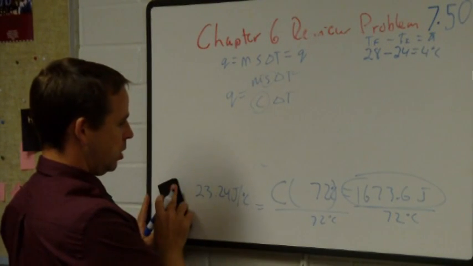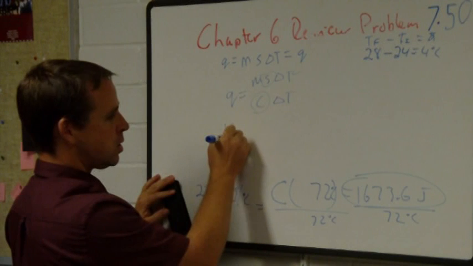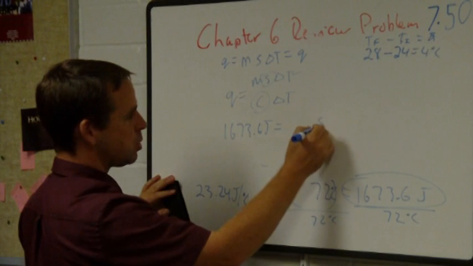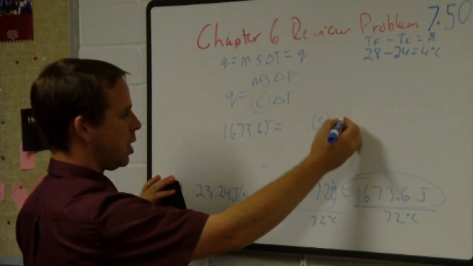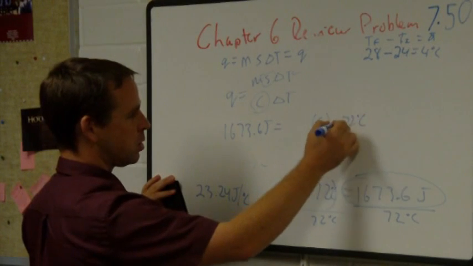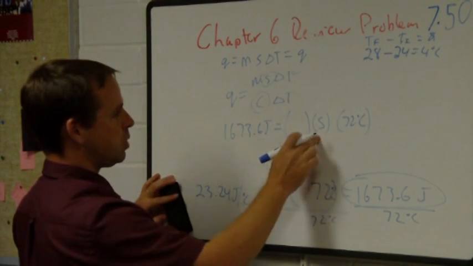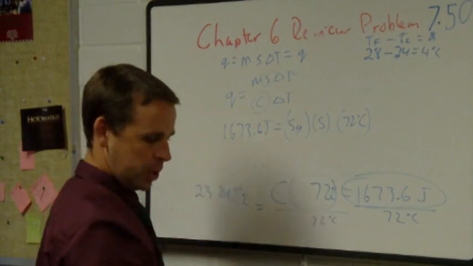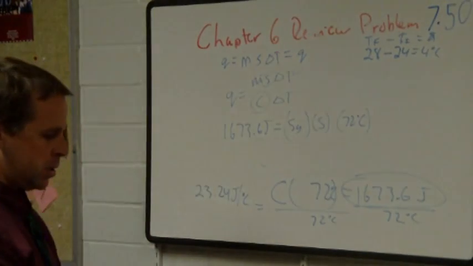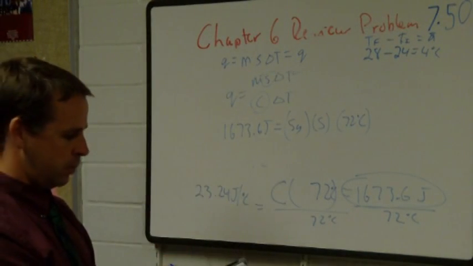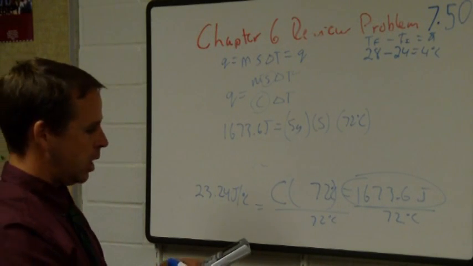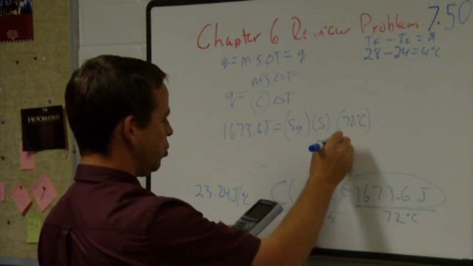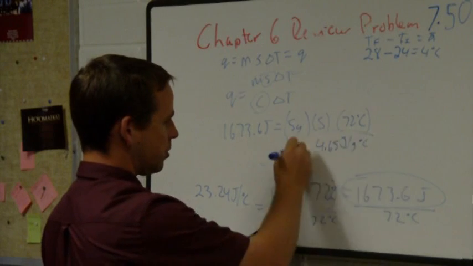I'm not quite seeing it right now, but we can just use the 1673.6 joules as Q. The mass and specific heat is what we're trying to solve for, and change of temperature again was 72 degrees Celsius. All right, and so the specific heat, what was the mass of the block? 5 grams. So we have our 1673.6 divided by 5 and divided by 72. And so I'm looking at a specific heat of 4.65 joules per gram degrees Celsius.